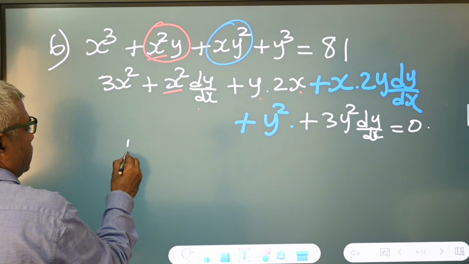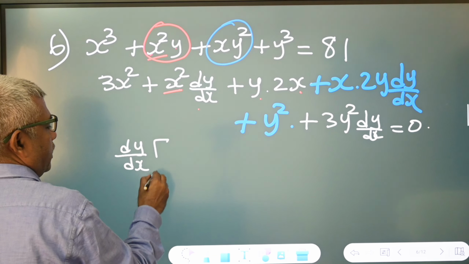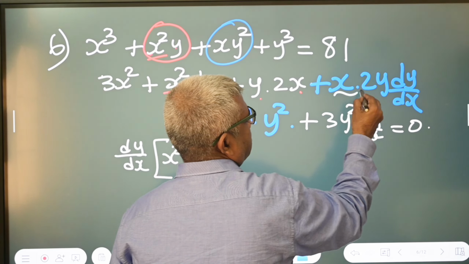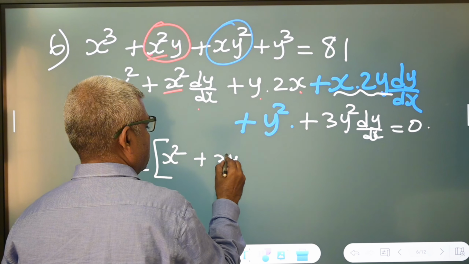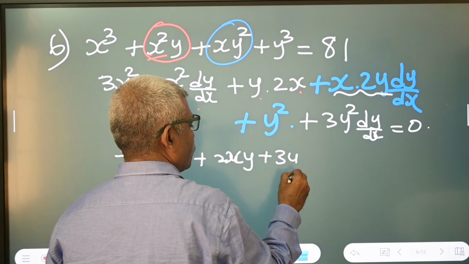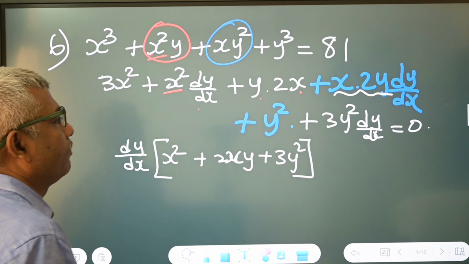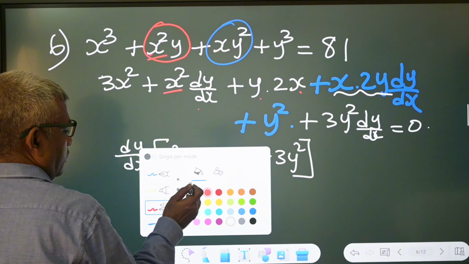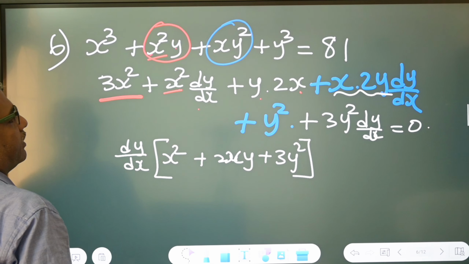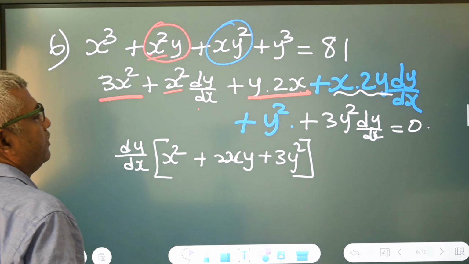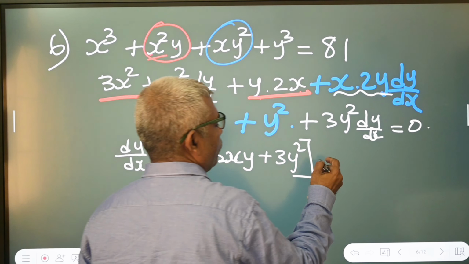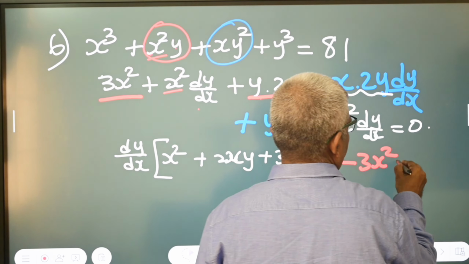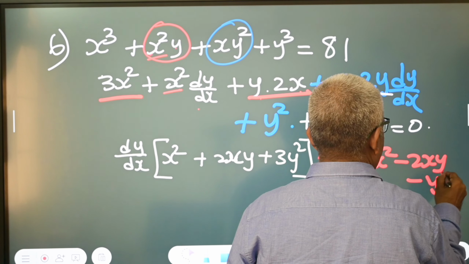Take dy by dx out: x squared plus 2xy plus 3y squared. Then the other terms go out: minus 3x squared minus 2xy minus y squared.